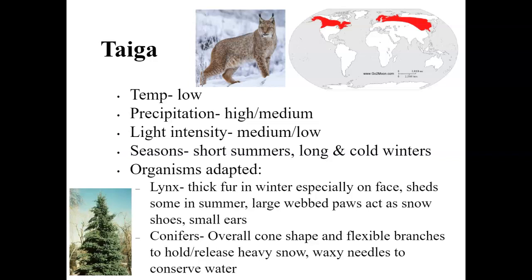Again, it helps the snow to sort of fall off the trees and not do too much damage to the tree when it does hold the snow. It also tends to have waxy needles instead of leaves. It's more like modified leaves. And these needles are important, and when they're coated in wax, it helps them to conserve water when they don't have enough during certain parts of the year.